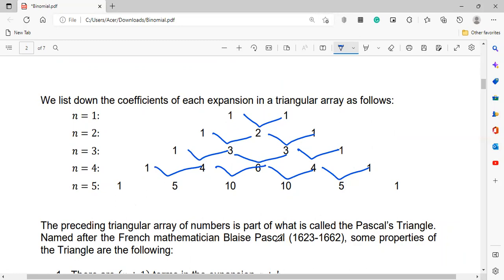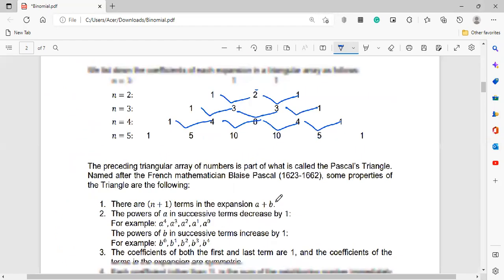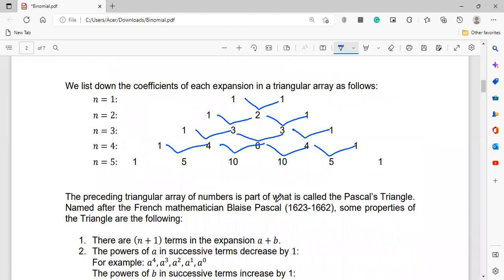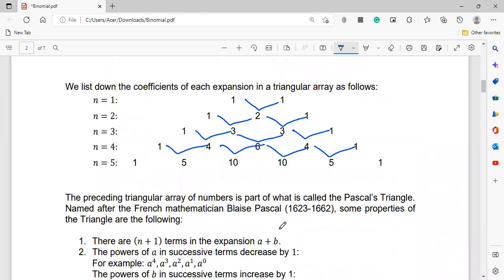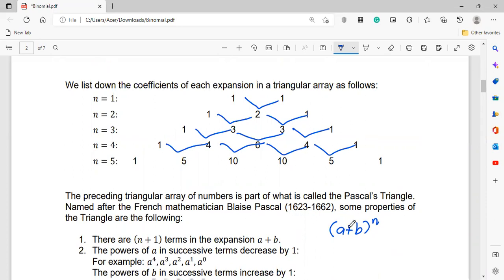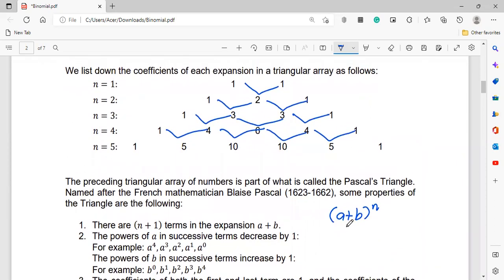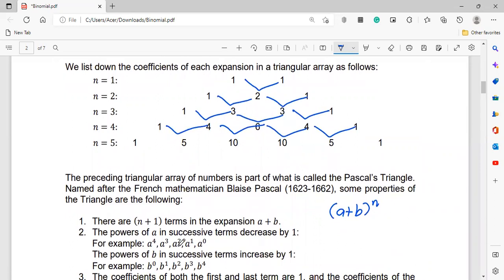Well, some properties of the triangle are as follows. Okay, there are n plus 1 terms in the expansion of a plus b. So consider that a plus b is raised to n. Okay, so kung ano daw yung exponent at kanang 1, yun yung number of terms. The powers of a in succeeding terms decrease by 1, and the powers of b in succeeding terms increase by 1. Okay, so 0, 1, 2, 3, 4.